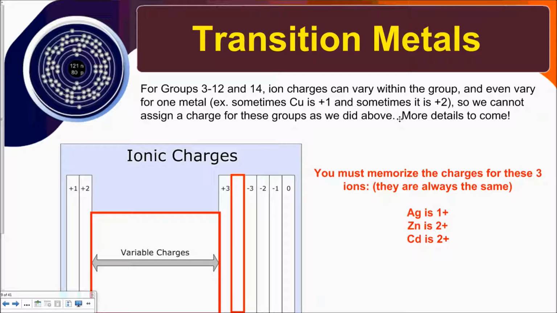So like we said, for groups 3 through 12 and 14, ion charges can vary with the group and even vary for one metal. For example, sometimes copper is +1 and sometimes it's +2. So we cannot assign a charge for these groups as we did above. There are more details to come. You must memorize the charges for these 3 ions. So you need to know that silver is +1, zinc is +2, and cadmium is +2 as well.